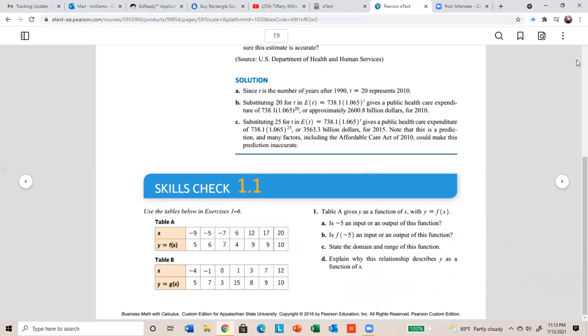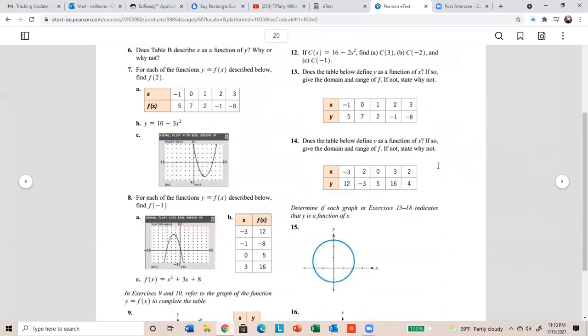I want to look at, let's go to number 14. So number 14, does the table below define y as a function of x? If so, give the domain and range. If not, state why not. So one of the things I do want to point out here, this terminology is very important. Y as a function of x.